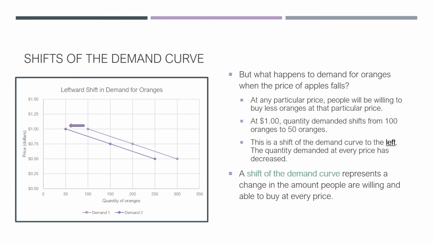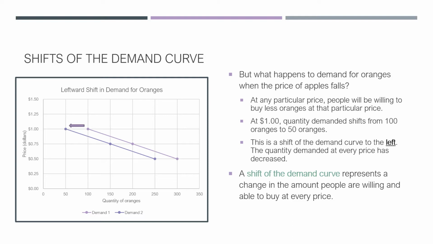A shift of the demand curve means that at every price, the amount people are willing and able to buy has changed. We just saw that example in our previous graph. This graph illustrates another possible shift of the demand curve for oranges, this time to the left. What would cause a leftward shift? Suppose the price of apples decreases. Many people are content with either apples or oranges. So when apples become less expensive, more people will choose apples over oranges.